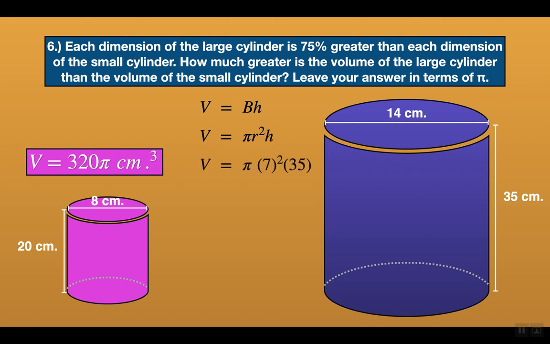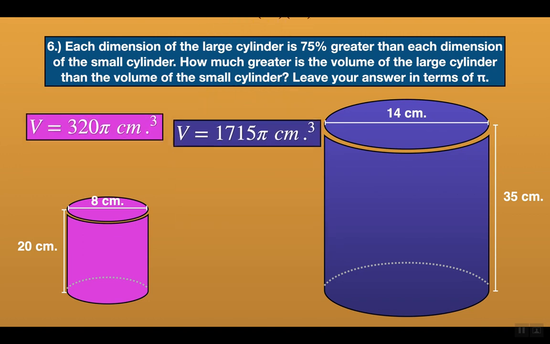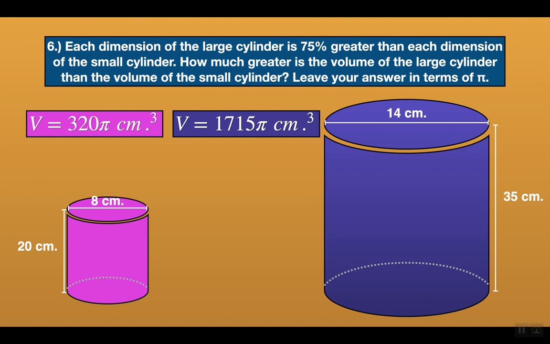And let's start with our exponent. So we're going to do 7 to the second power, which is going to give us 49. Then we're going to multiply 49 times 35. And that's going to give us the volume of the purple cylinder, which is going to be 1,715 pi cubic centimeters.